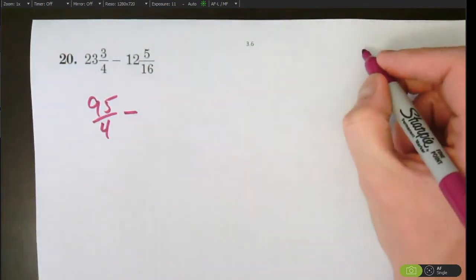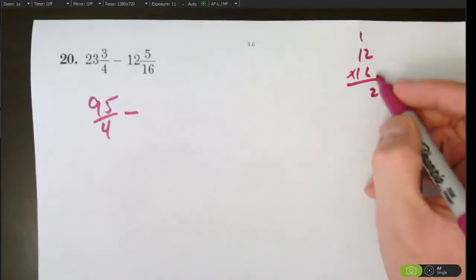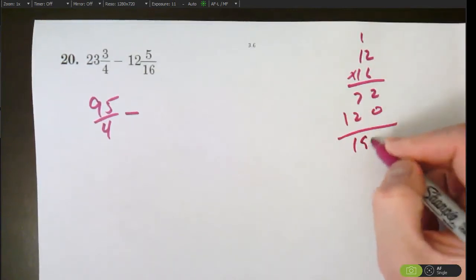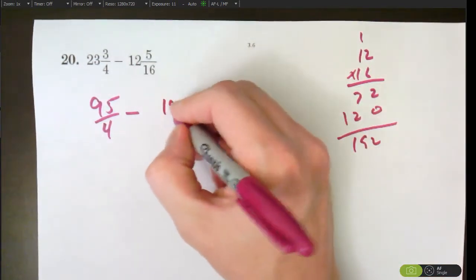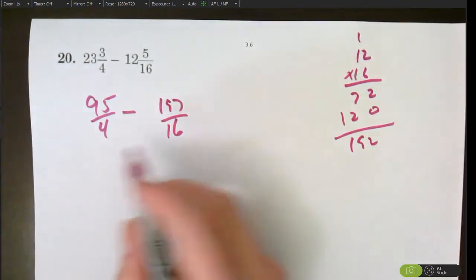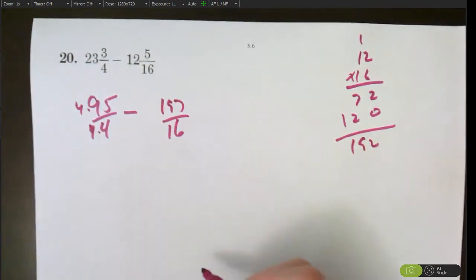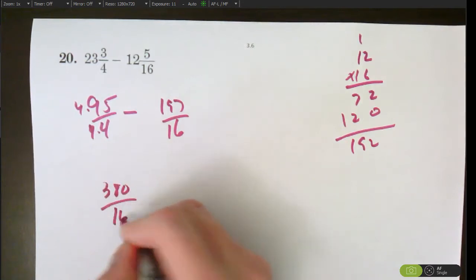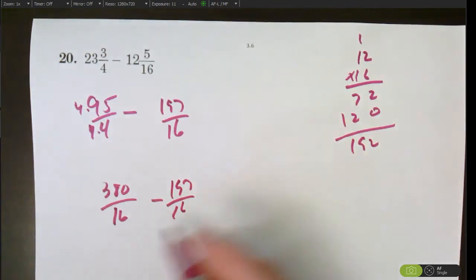12 times 16. I'll have to do this off to the side. 12 times 16 is 192. So minus 192 plus 5, so 197 over 16. So now we look at the common denominators, it's 16. So I'll multiply this by 4 and this by 4 to make it 16. So 380 over 16 minus 197 over 16.